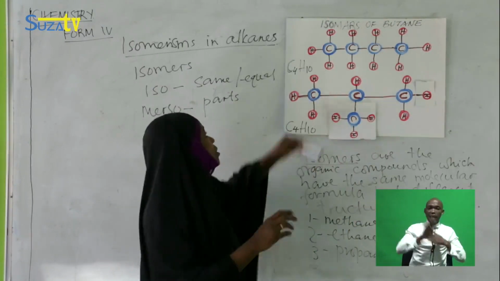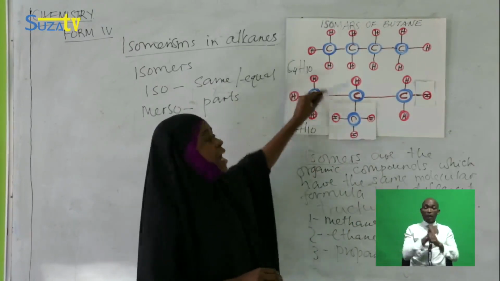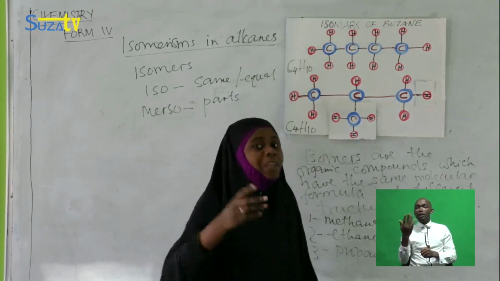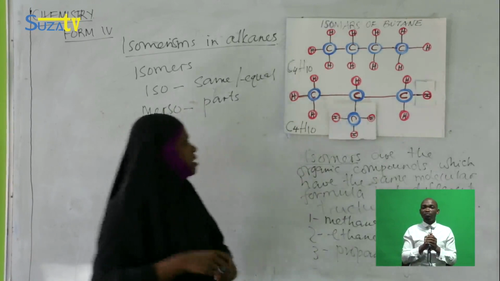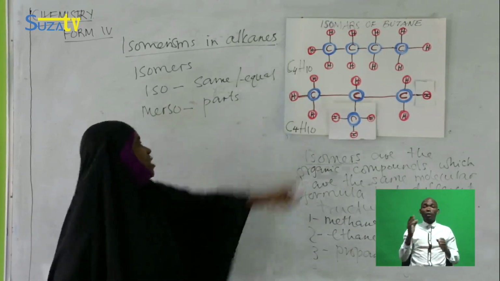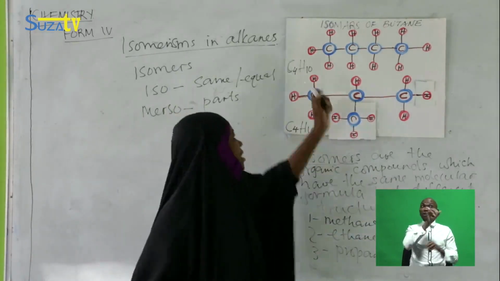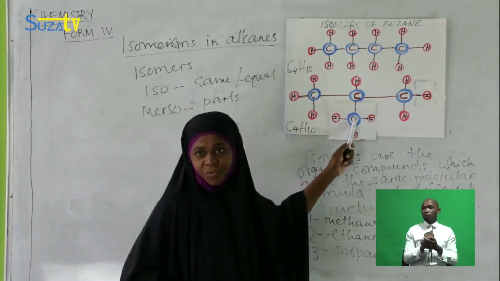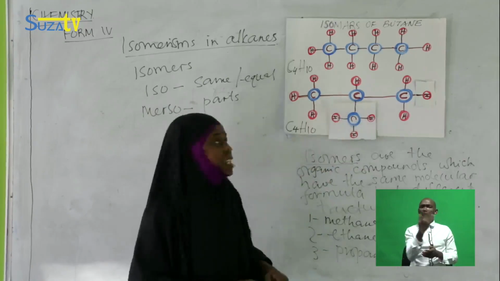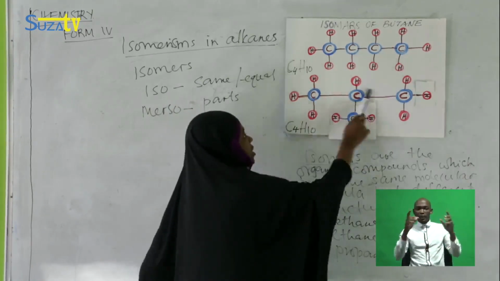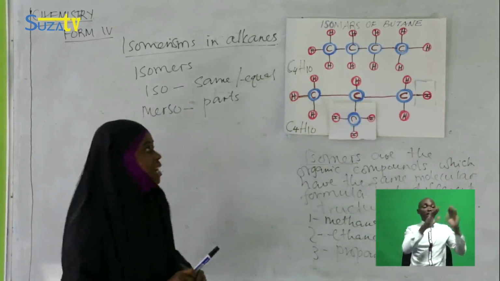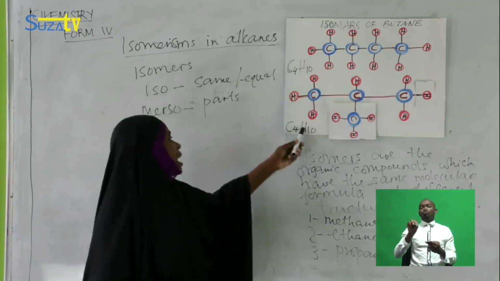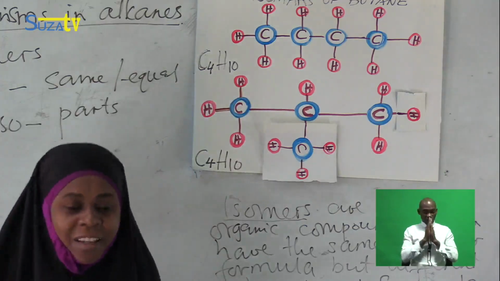Therefore, in butane here we have how many isomers? Yes, you have understood well. We have 2 isomers. This one is linear, and this one is branched. When we count here, we can see a linear structure, and this one with the branch. Therefore, they are arranged differently, but have the same what? Molecular formula. Thank you very much.